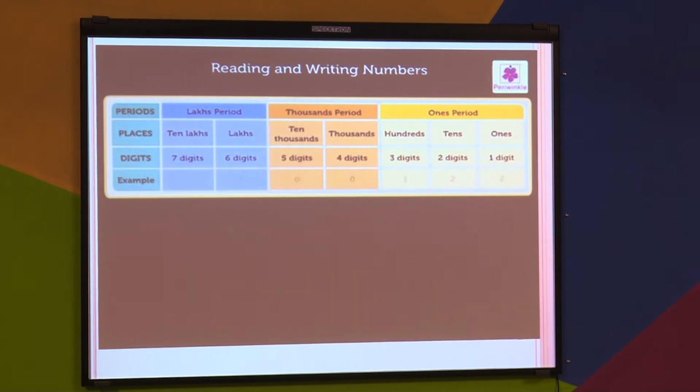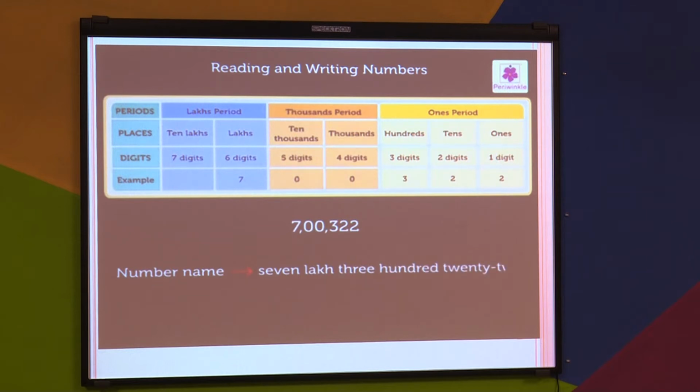Let us try one more example. We write this number as 7,00,322. We read this number as 7,322. Did you notice? Here we did not read the zeros, but we did write them to show the place value. Its number name is 7,322.